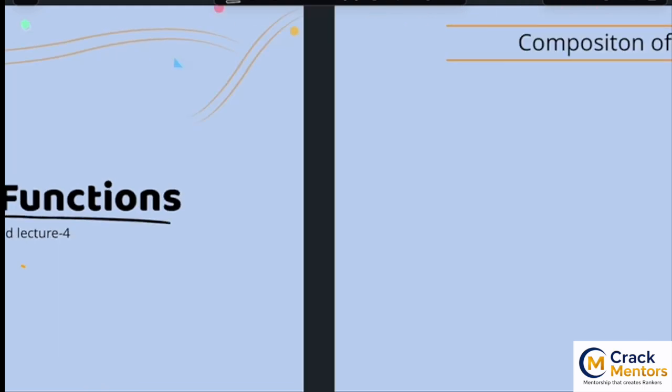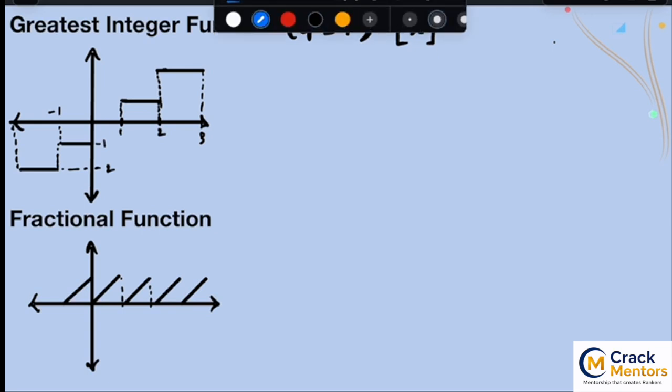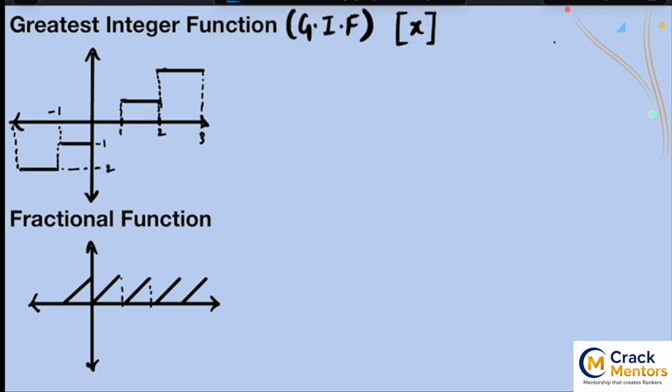So let's get started. The very first type of function we're going to deal with is the greatest integer function, also known as GIF, and represented by square brackets. So what is this function? Its graph somehow looks like this.